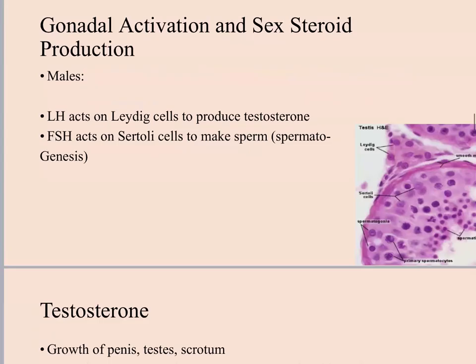In males, luteinizing hormone acts on something called Leydig cells to produce testosterone, and follicle stimulating hormone acts on Sertoli cells to make sperm. These must be named after some important people. And that process is called spermatogenesis. And we'll talk about that more in a further lecture.